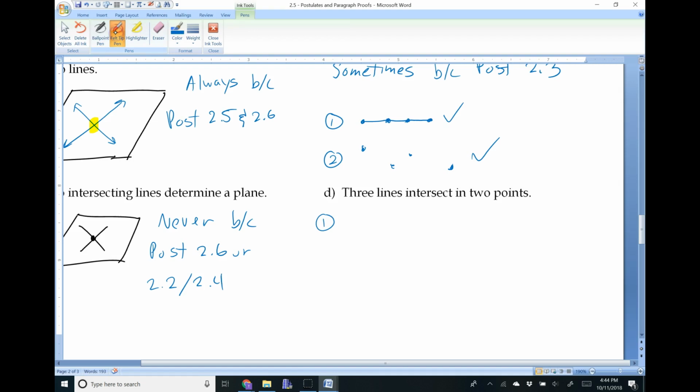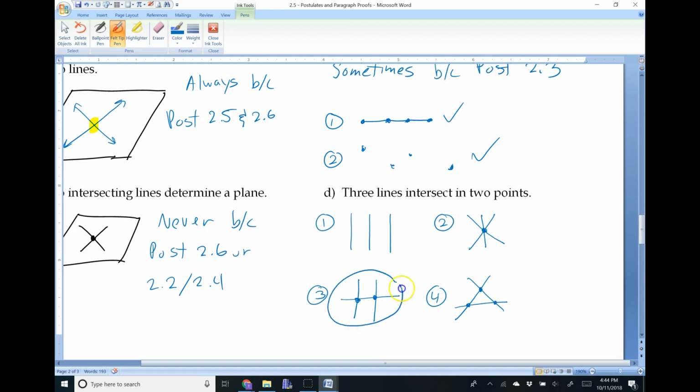Our first scenario, 3 lines where they never intersect. Here's 3 lines. They never intersect. Second scenario, they have 1 intersection. That's 1 intersection, just 1. Okay? Third scenario, there are 2 intersections. Right? 3 lines, 2 intersections. Last scenario, there are 3 intersections.